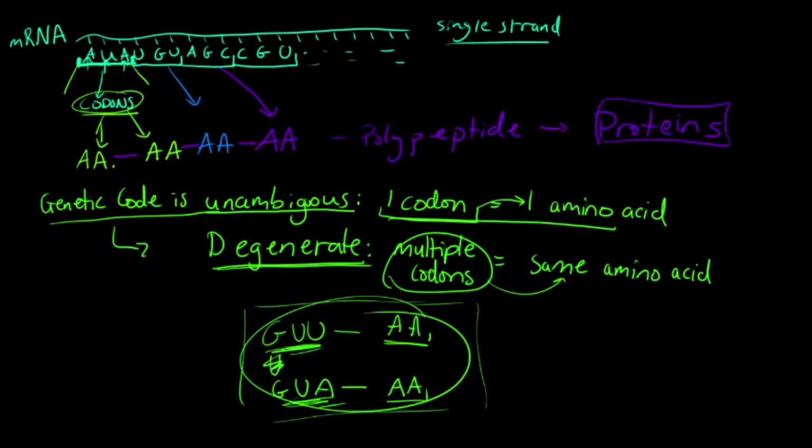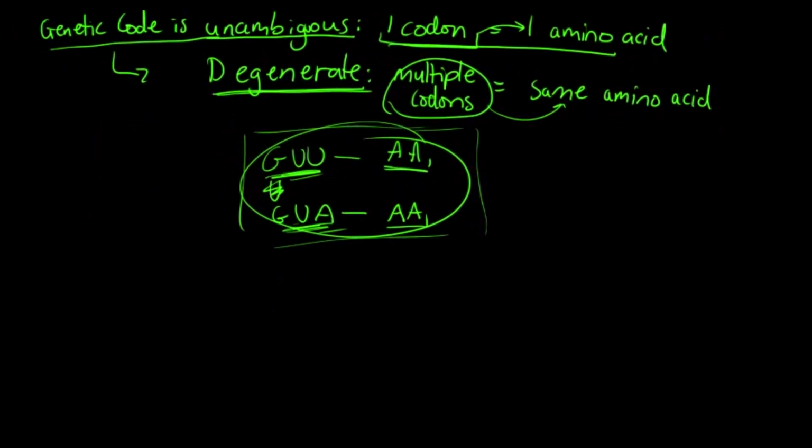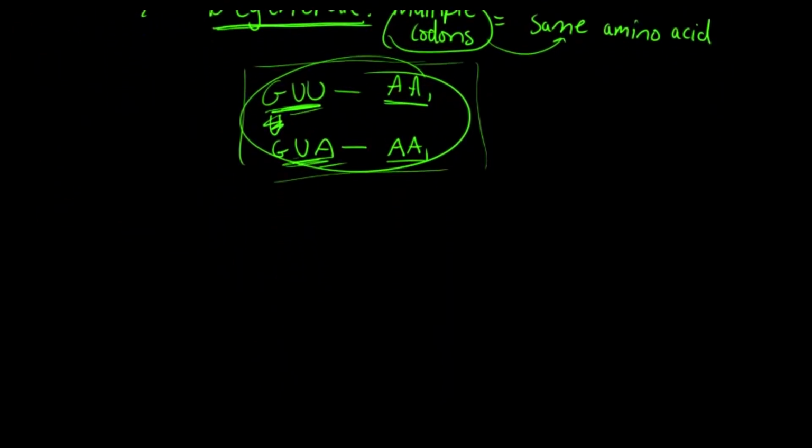So it's nice and easy. Now, how is that possible, that the code can be degenerate? How can multiple codons code for the same amino acid? Well, we have 64 codons but only 20 amino acids.